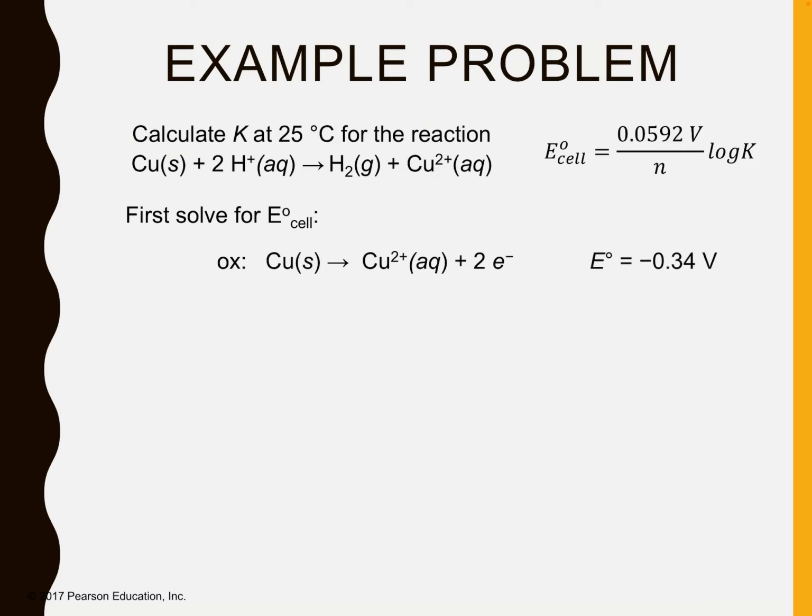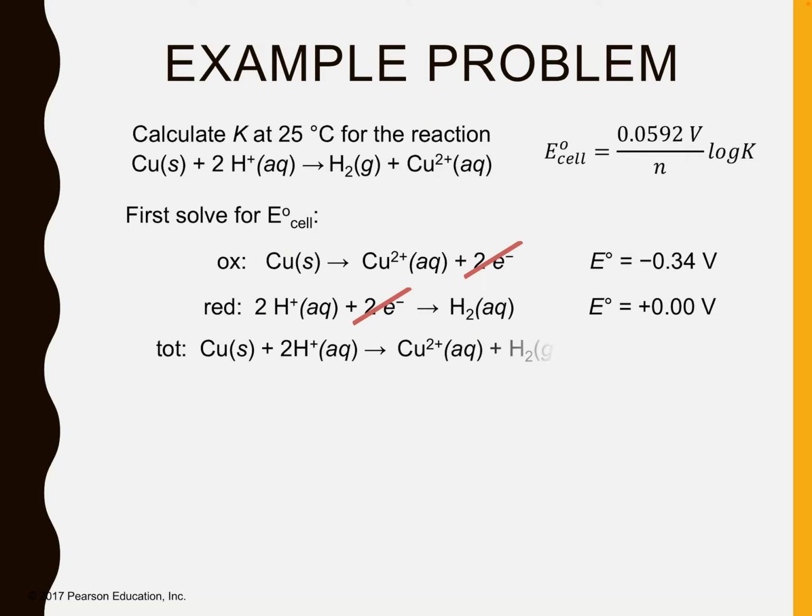We'll look at our oxidation reaction. Again, remember, you're going to take your reduction potential and make it negative to make it oxidation. And then we have our reduction reaction. Hydrogen is 0, right? That's why we use that standard hydrogen electrode at 0. So when we add these together, it's just going to be the voltage from that copper reaction.